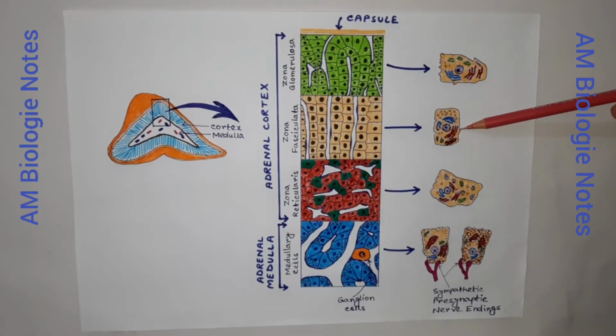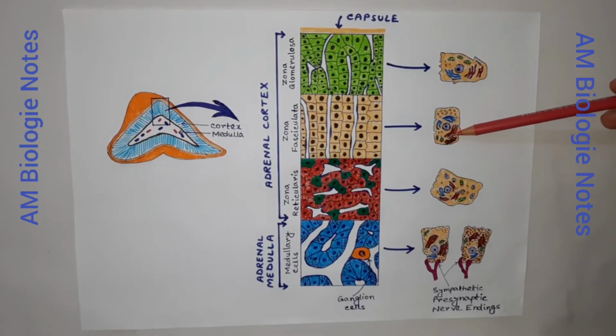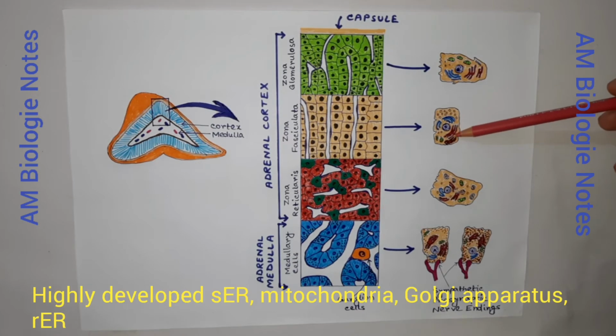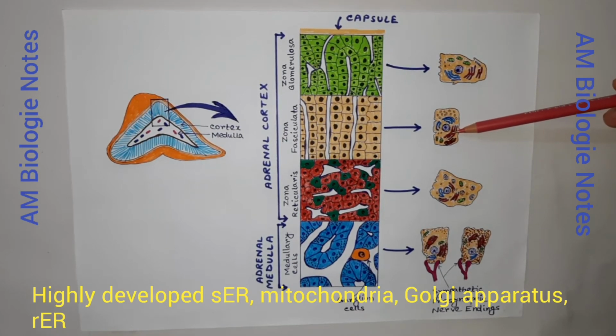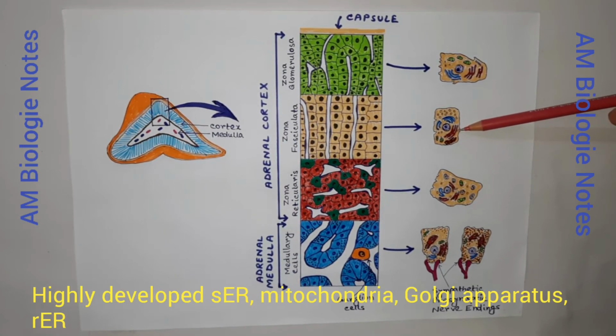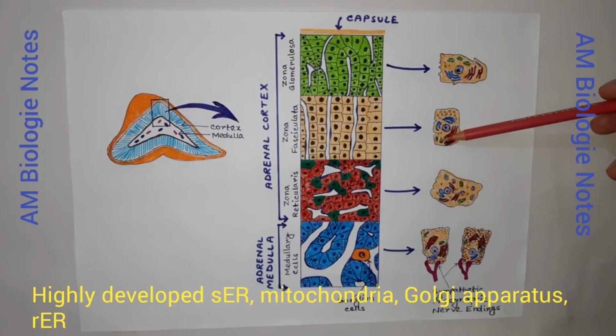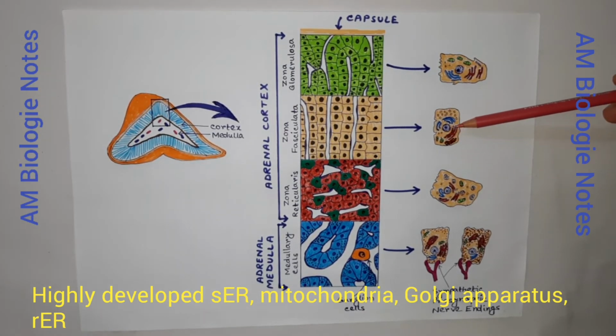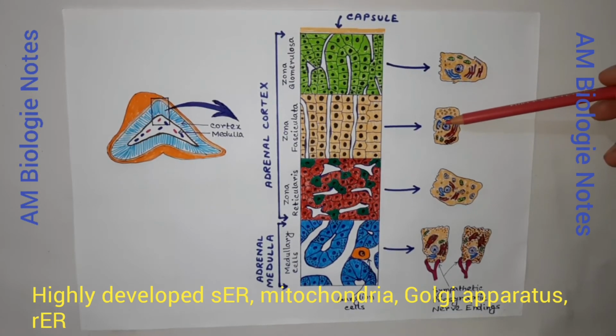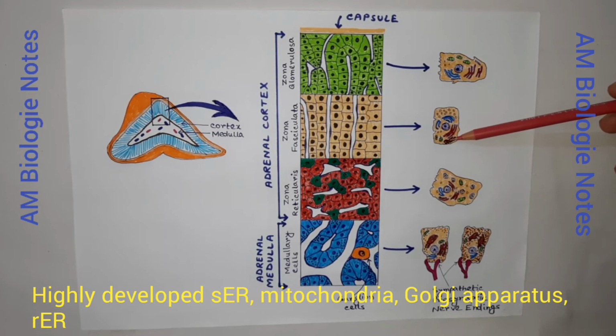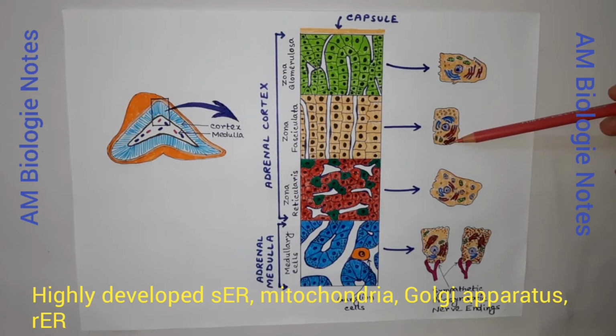They have more highly developed smooth endoplasmic reticulum than cells of the zona glomerulosa and also mitochondria with tubular cristae. They also have a well-developed Golgi apparatus and numerous profiles of rough endoplasmic reticulum.